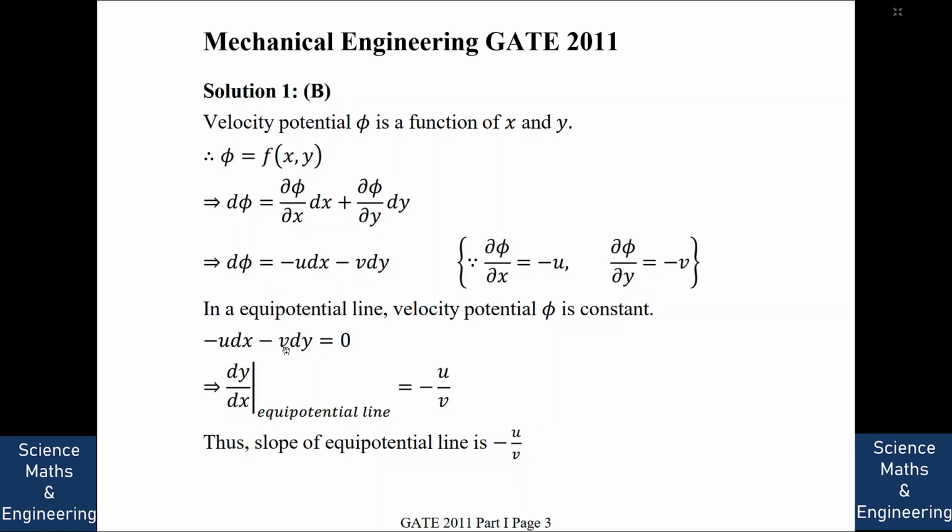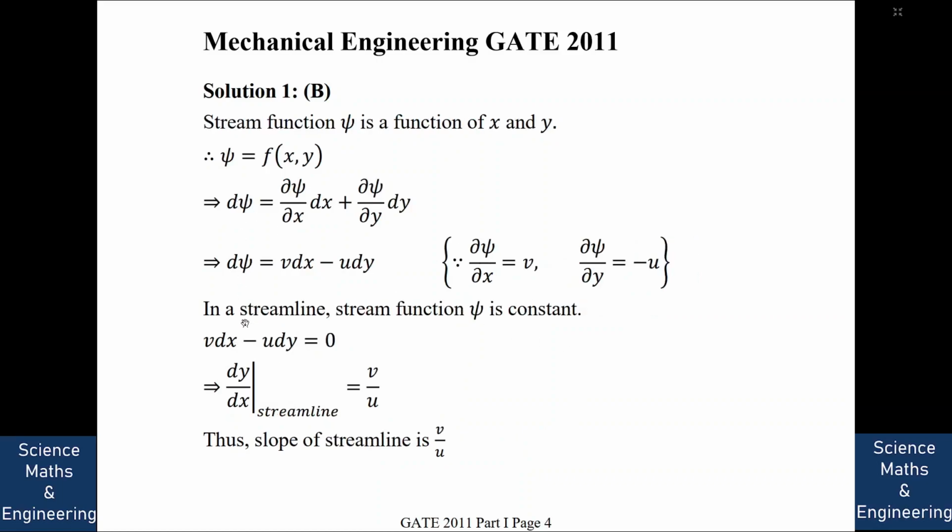Now, as it is equipotential, the velocity potential is constant, so d phi is 0. So minus u dx minus v dy is equal to 0, which implies that dy by dx for the equipotential line is equal to minus u by v. Now dy by dx is the slope of the line, so the slope of the equipotential line is minus u by v. Next, a streamline is where the stream function psi is constant.